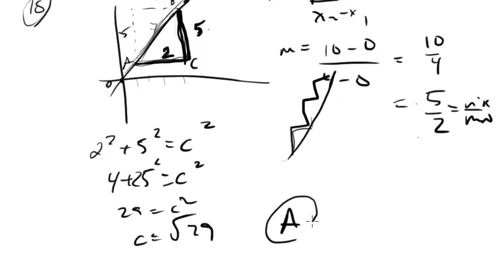Choice A is our choice, right? 2, 5, and root 29 as our 3 sides. So the answer here is going to be A.